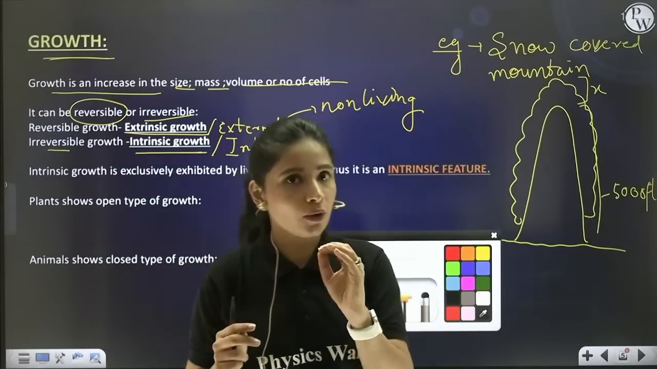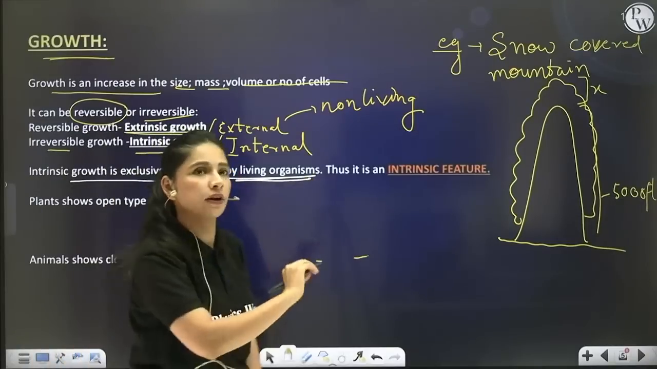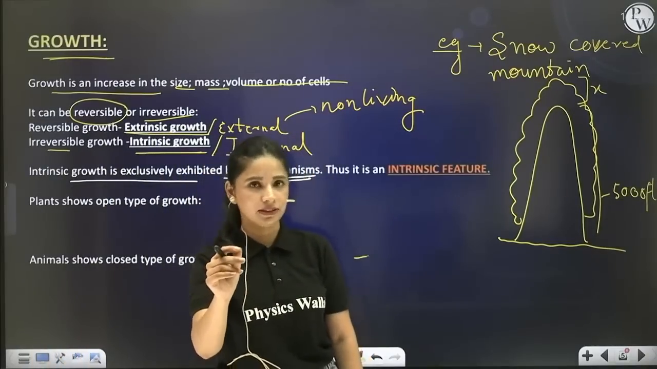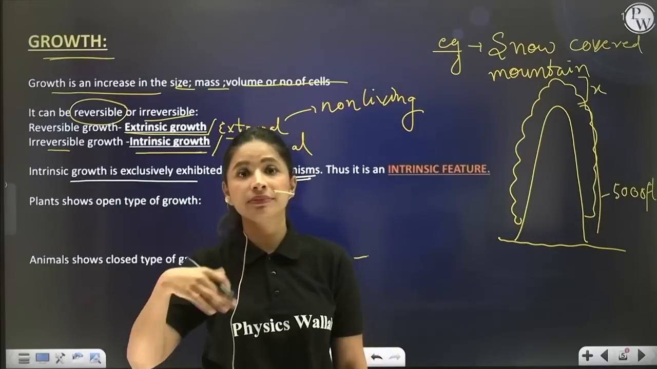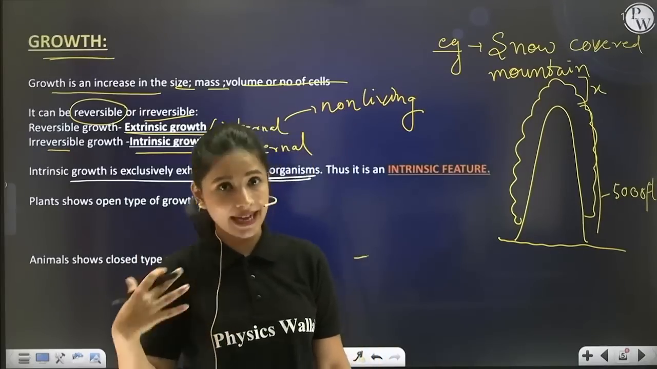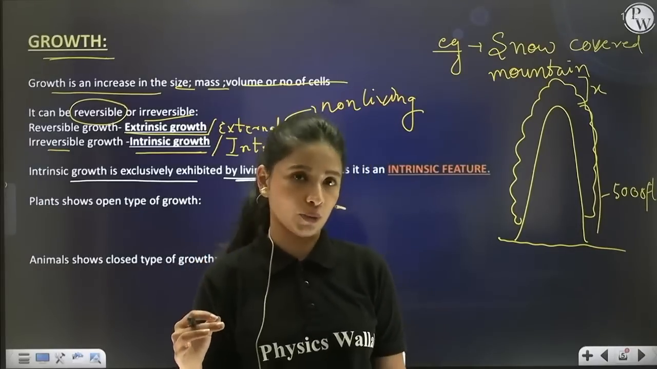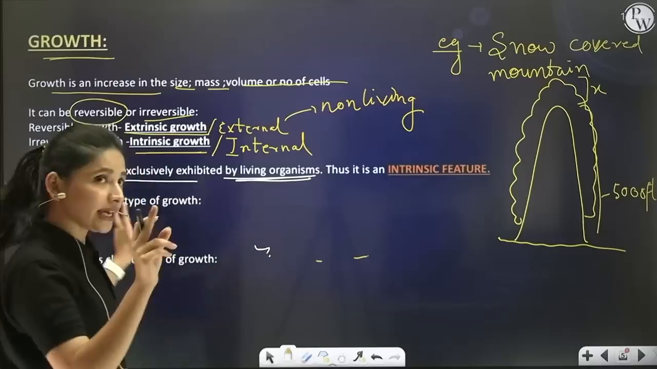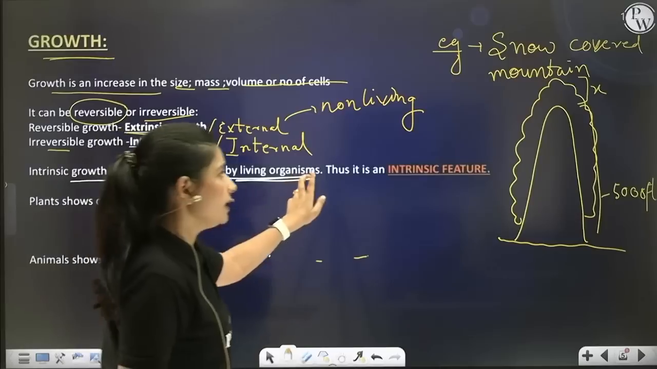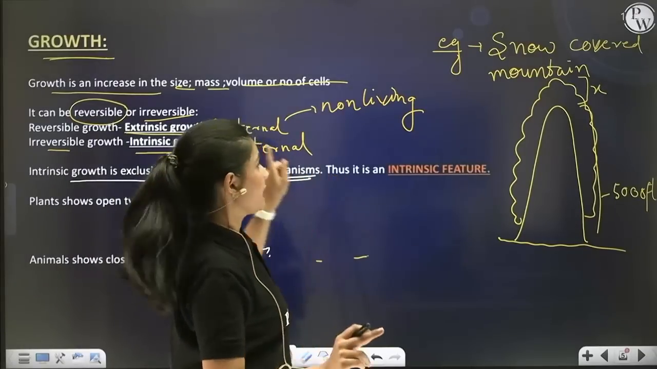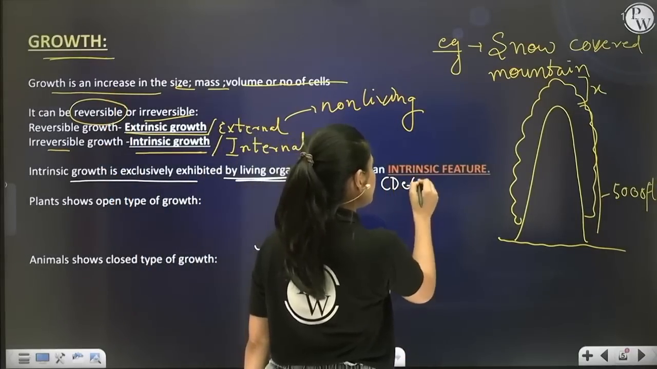Clear? Now, intrinsic growth, it is exclusively exhibited by all living organisms, be it plants, be it animals, unicellular, multicellular, prokaryote, eukaryote, any type of organism. Living organism exhibiting growth will be its internal intrinsic growth. Am I clear? So we can say that intrinsic growth is exclusively exhibited by living organisms. Therefore, this intrinsic growth is a defining feature.